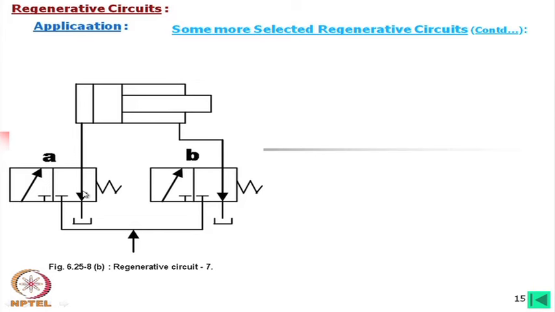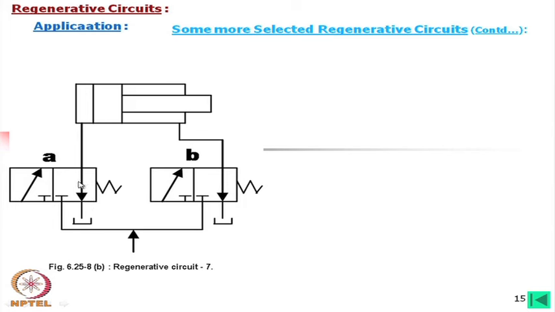Now, let us consider B is in this position and A is connected, that means we have connected this way. Then what will happen? Oil will go to this side and it will be back through this valve B. This means normal forward operation. So, you make a table and write this: A is on, B is in neutral position. It is not actually off, but you can say it is off. It has two positions, and it will automatically be in this position due to the spring. So, B is not operated and A is operated, in that case normal forward motion.